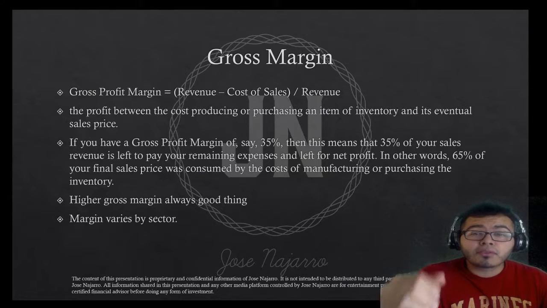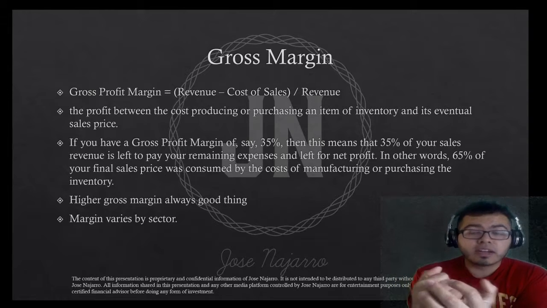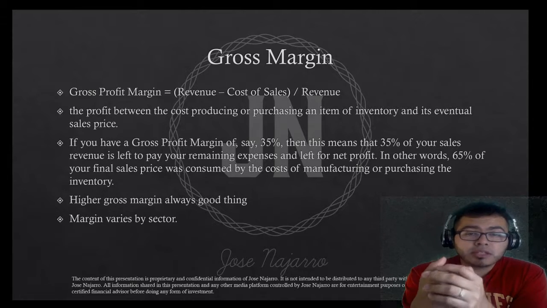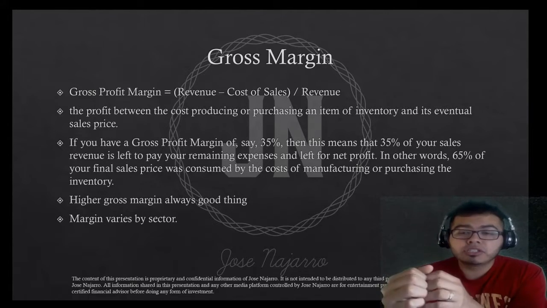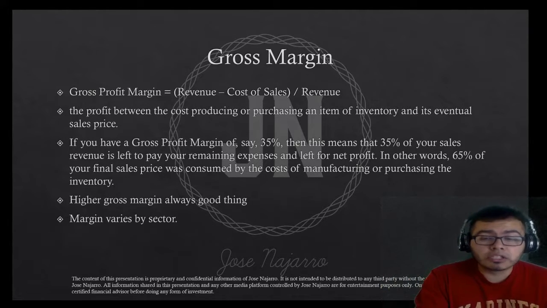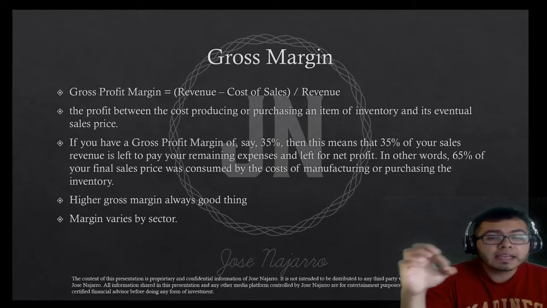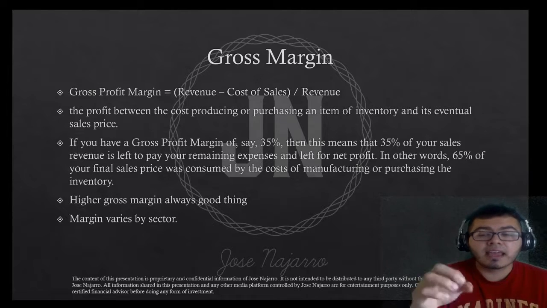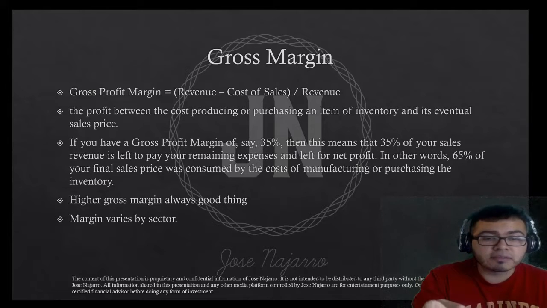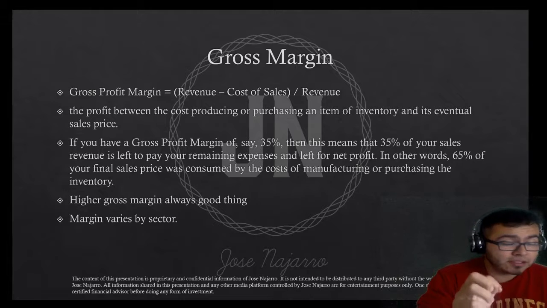So we'll start off with gross margins. Gross margins is revenue minus cost of sales divided by revenue. So, the profit between the cost of producing or purchasing an item of inventory and its eventual sell price. If you have a gross margin of 35%, this means that 35% of your sales revenue is left to pay your remaining expenses and left for net profit. In other words, 65% of your final sale prices was consumed by the cost of manufacturing or purchasing the inventory.